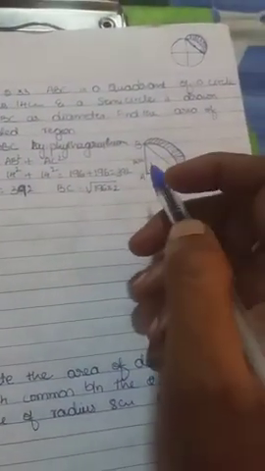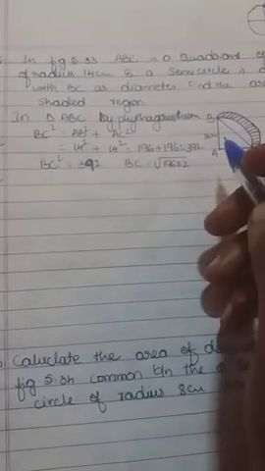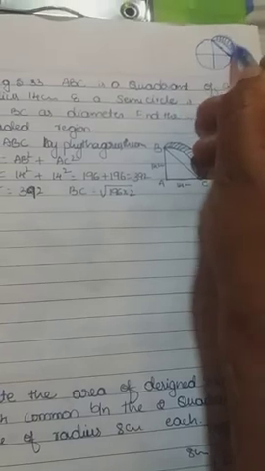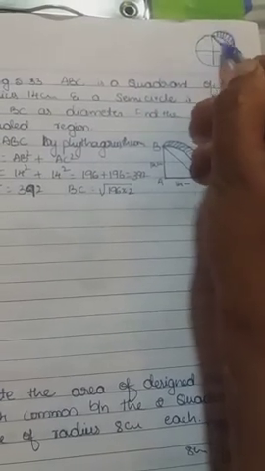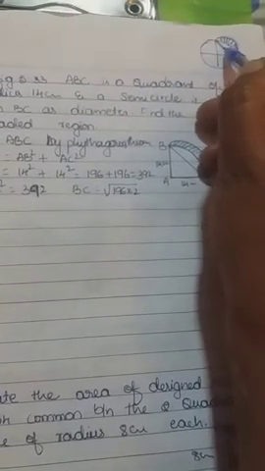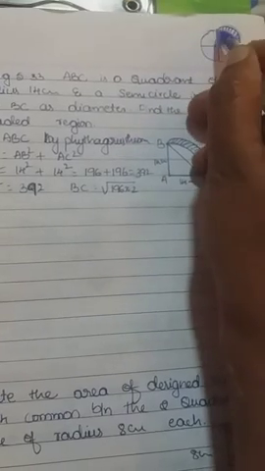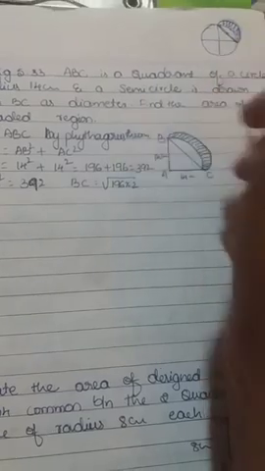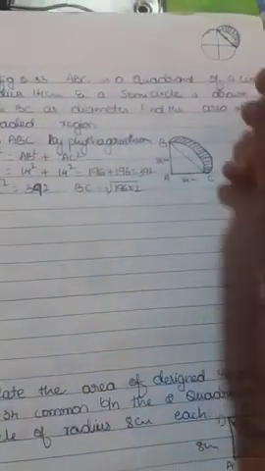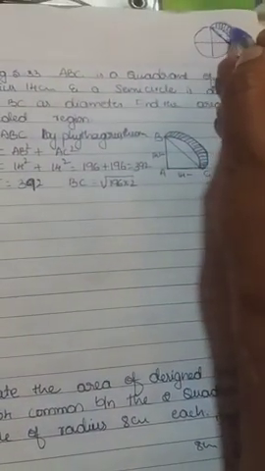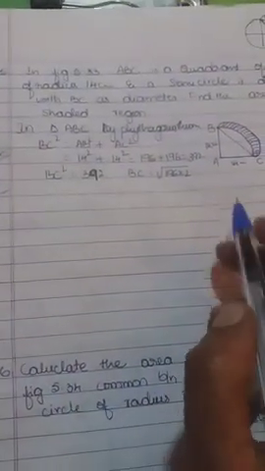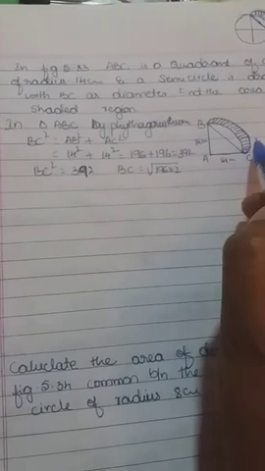And a semicircle is drawn with BC as a diameter. One semicircle has been drawn with BC as a diameter. This has been taken as the diameter. By this, one semicircle has been drawn. Find the area of the shaded region. The semicircle we drew should be shaded. Find that region. So let us take only the quarter part here.